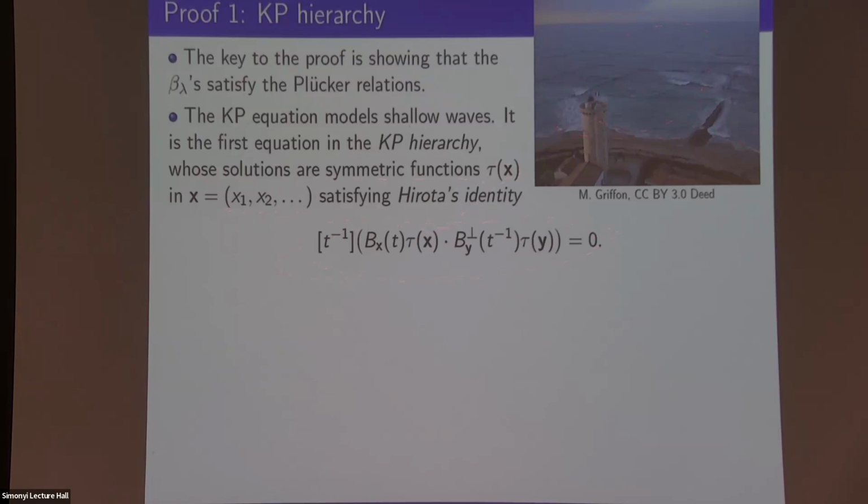What this identity is saying is, here we have a symmetric function tau in the variables x, here we have tau in the variables y, and then I act by this linear operator here, and here I'm acting by the adjoint of this linear operator. t is an auxiliary variable, and then I take the coefficient of t inverse, and this has to be equal to 0.